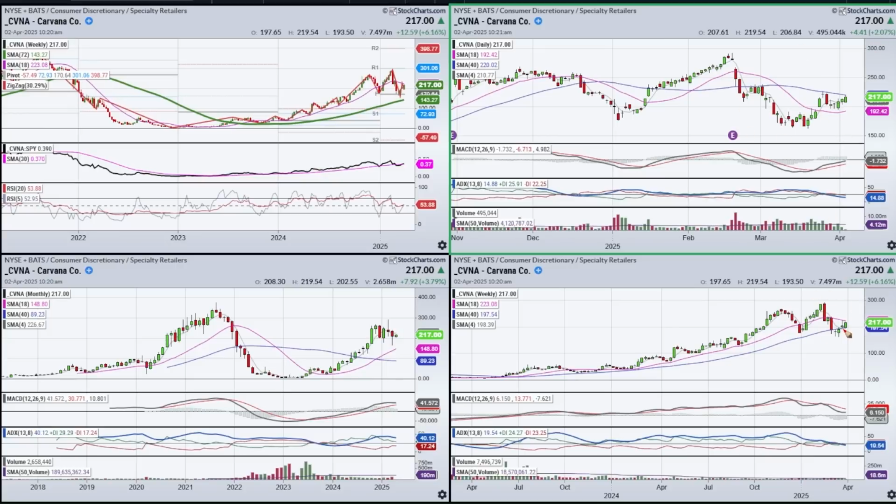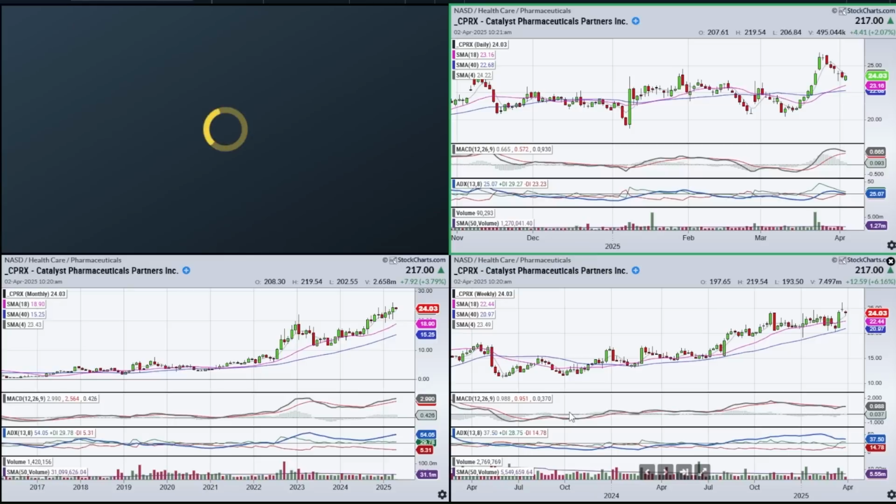I don't know that it's quite ready to enter because we're below the declining 18-week. It's going to either fail here, come back down, and then I would look to play that, or you let it break out and then look to play the first higher low pullback, and you could do that off the daily chart after it pulls back. But definitely a stock to keep a close eye on.